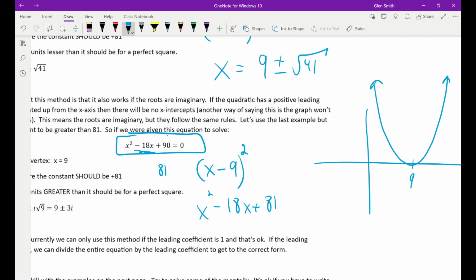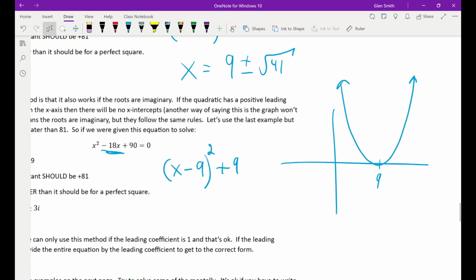But that's not what I have here. I have plus 90, which means I need to add 9 to this to make that happen. The 81 has to add 9 to get to 90. Okay? What that means is it moved this up 9. So it happens to be centered at 9 on the x-axis, and I also have to pull it up 9, which is fine. It opens up like this.